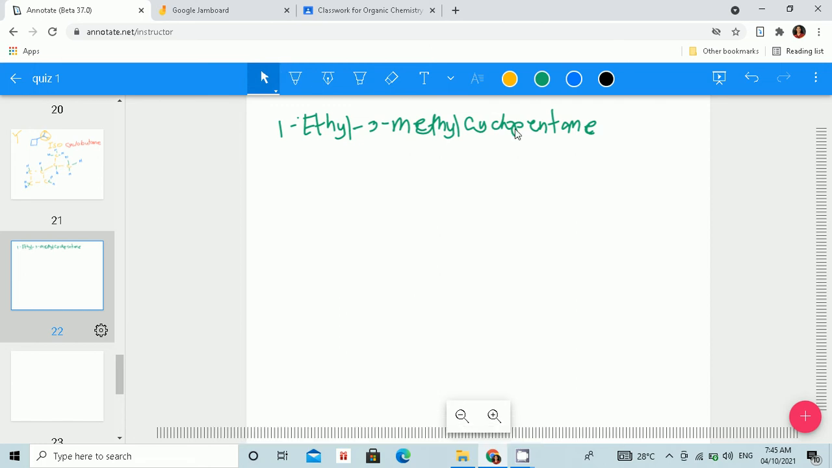For a line structure, let's start with the pentane and make it cyclo. So if it's a pentane, for example this one, 1, 2, 3, 4, 5. Yes, it's a cyclo. And then we have ethyl, anywhere, as long as it's on carbon 1. We have ethyl on 1, methyl on 2. 1 carbon, 2 carbons, that's ethyl. Then in carbon 3, 1, 2, 3, we have methyl. So that's it.